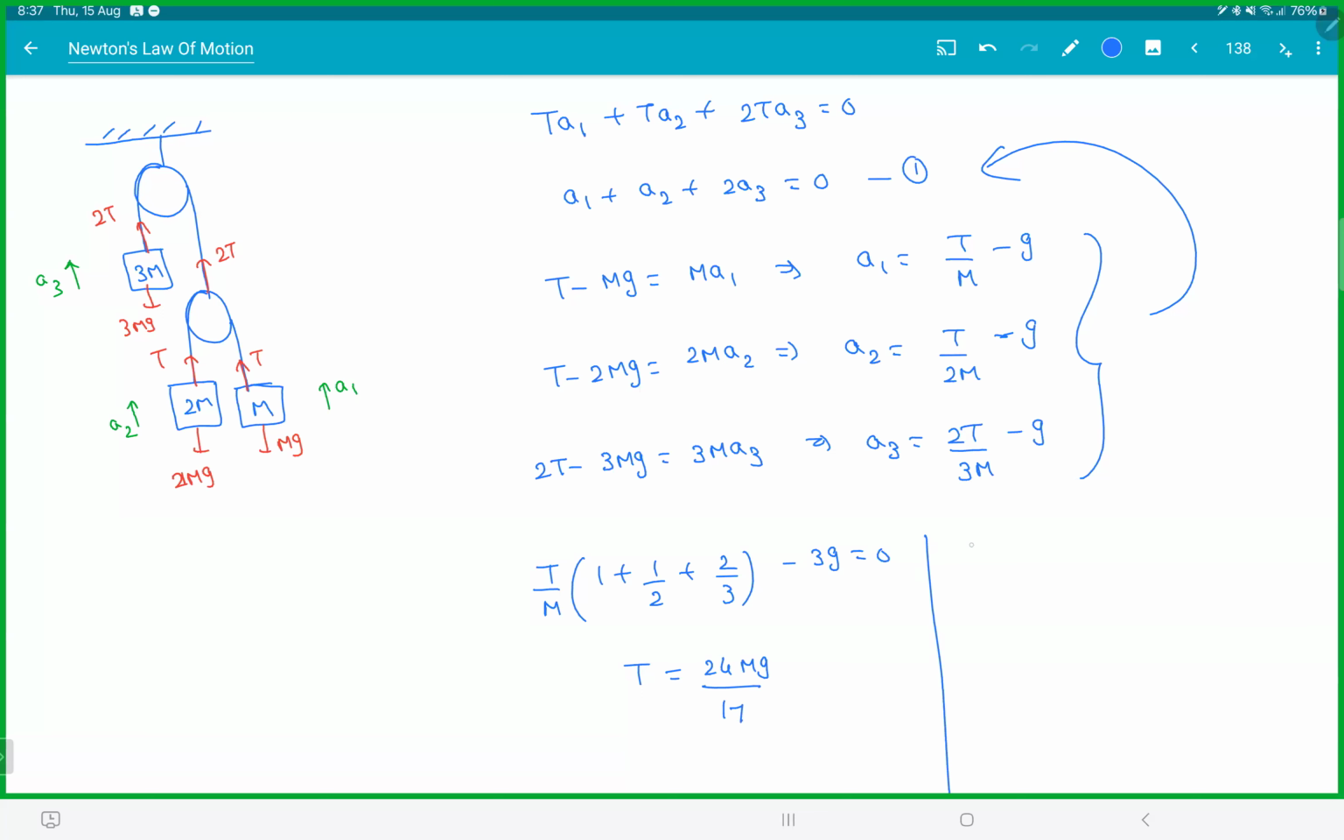What do you want to find? You want to find A1? Substitute there. 24 mg by 17 minus g.